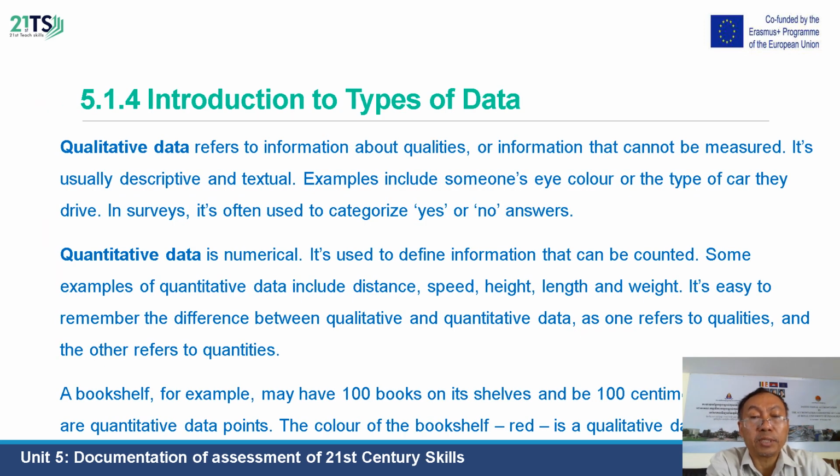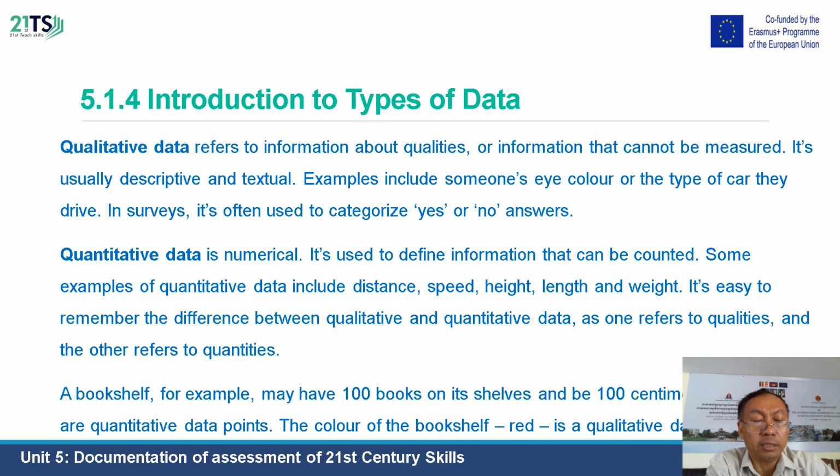Introduction to types of data. Qualitative data refers to information about qualities or information that cannot be measured. It's usually descriptive and contextual. Examples include someone's eye colors or the type of car they drive. In surveys, it's often used to categorize yes or no answers.